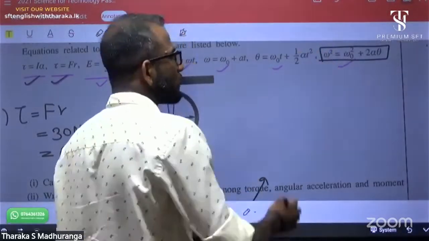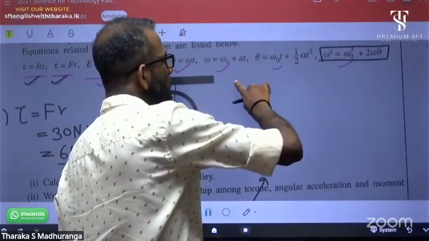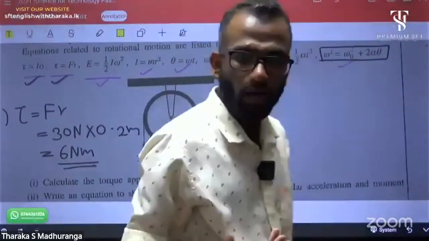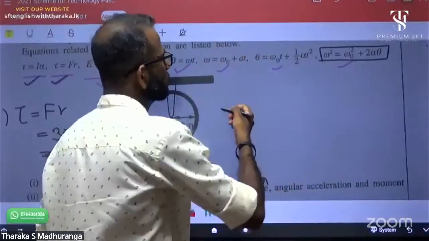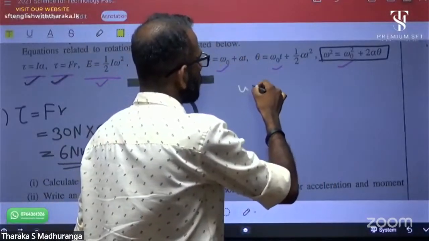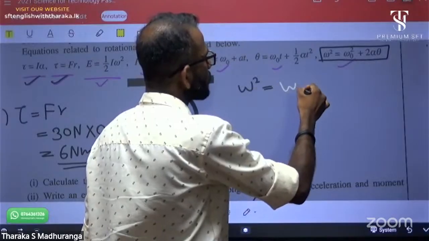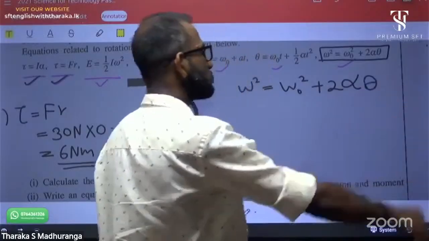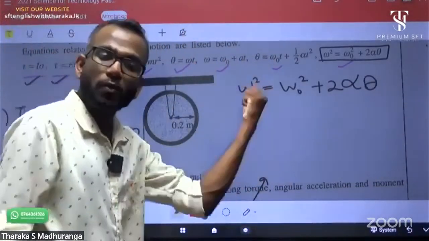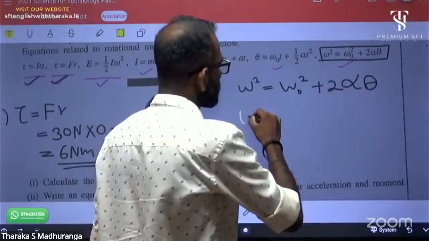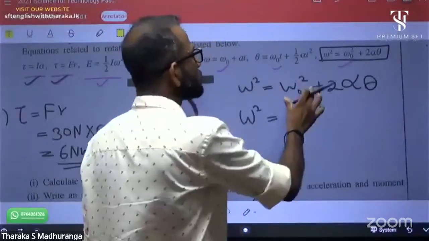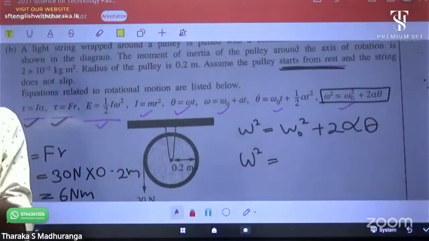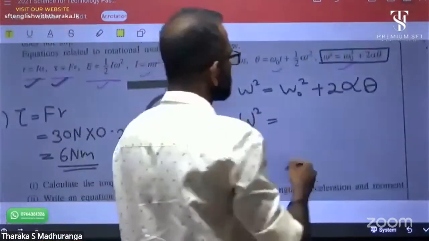Okay, we need a motion equation without time because we don't know time, right? I want to find the final angular velocity. Omega squared equals omega naught squared plus 2 alpha theta. I need omega squared. Omega naught squared, it starts from rest. If it is starting from rest, it's 0.